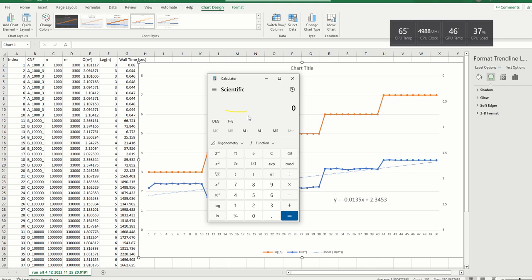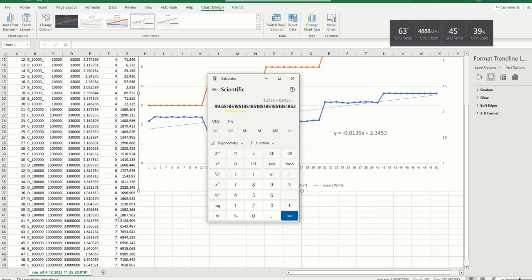That would have been 1.3453 divided by 0.0135. Okay, let's see. 99 samples, let's round it up to 100 samples.